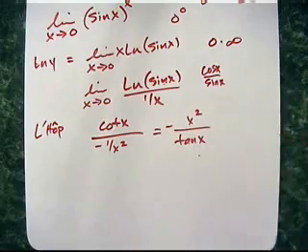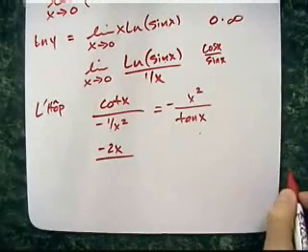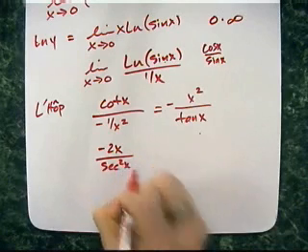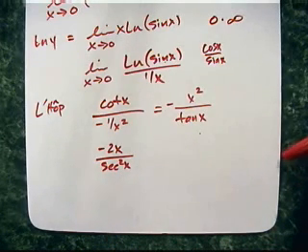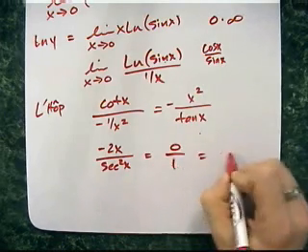Okay, so L'Hopital's rule again. So I get a negative 2x for the top. Bottom, derivative of tangent is secant squared. Ooh, so now I get what? I get 0 over what? 1. Good. Back to 0.